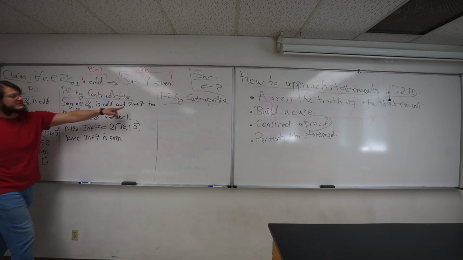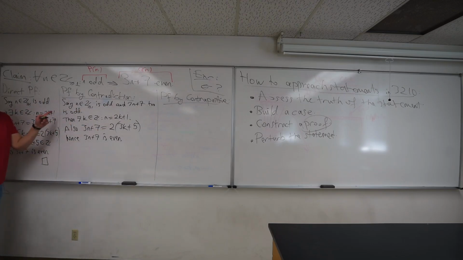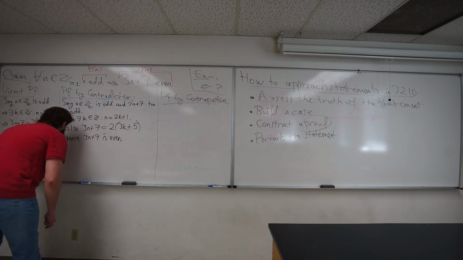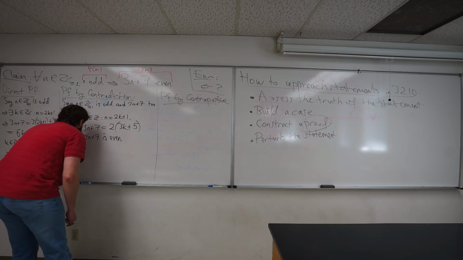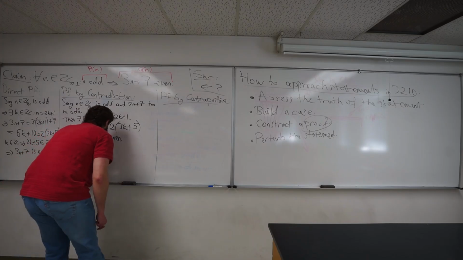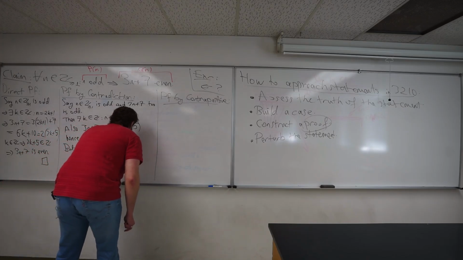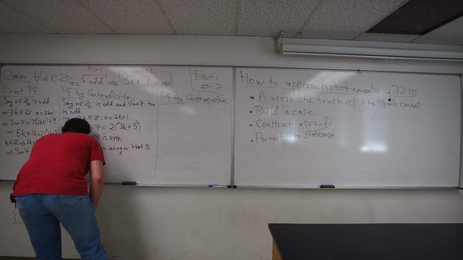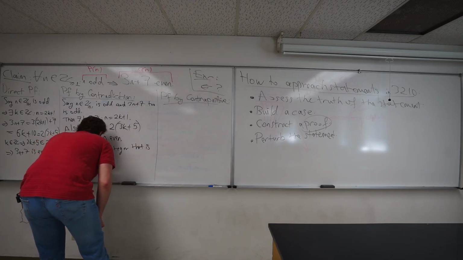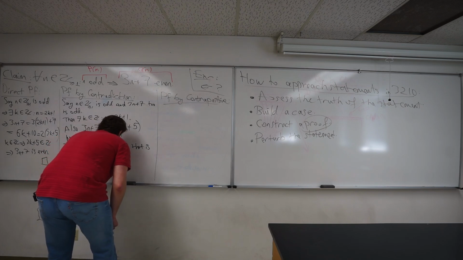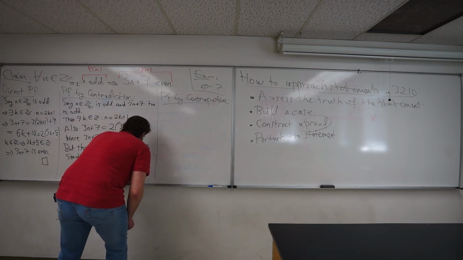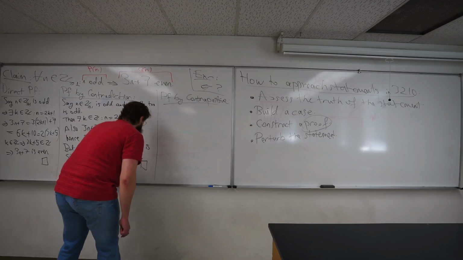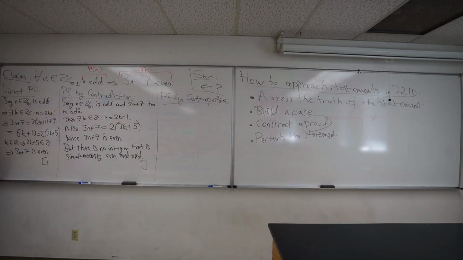But we also assumed that the same number, 3n plus 7, is odd, but there is no integer that is both even and odd. That is simultaneously even and odd. Okay.